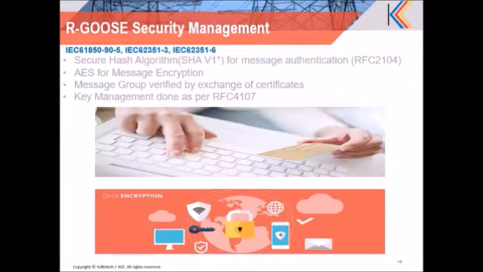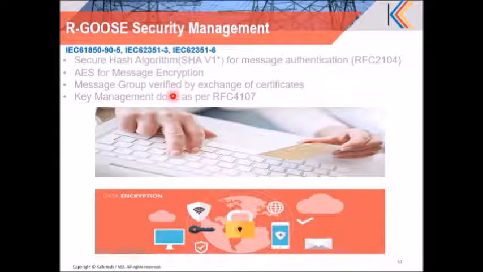So let's see what secure mechanisms are defined. R-GOOSE is defined in 90-5, and there is TLS security defined as per 62351-3, and again there is a security extension for 61850 MMS and GOOSE scenarios as per 62351-3. So altogether the R-GOOSE security management concepts are defined in these standards. Different layers of security are there.